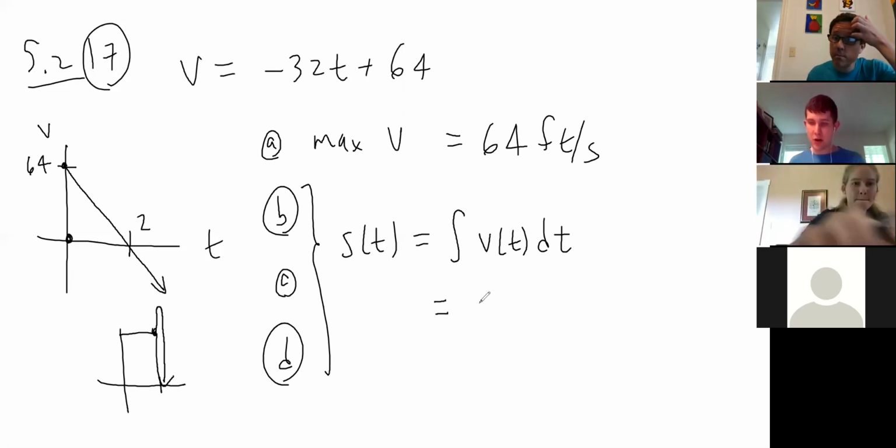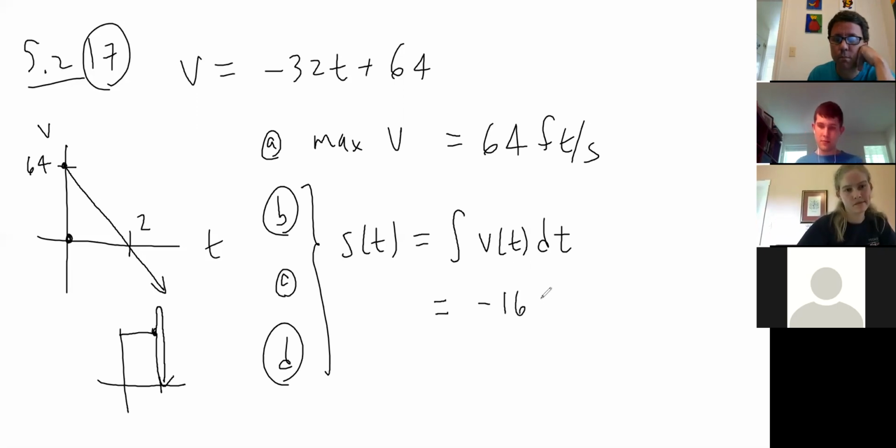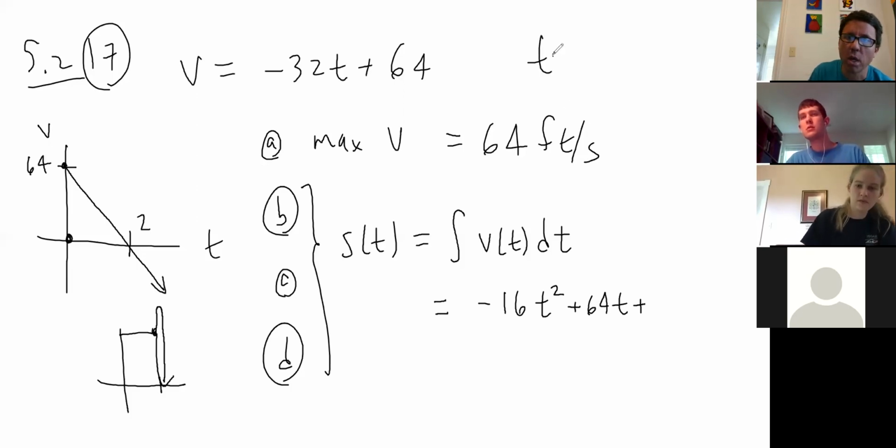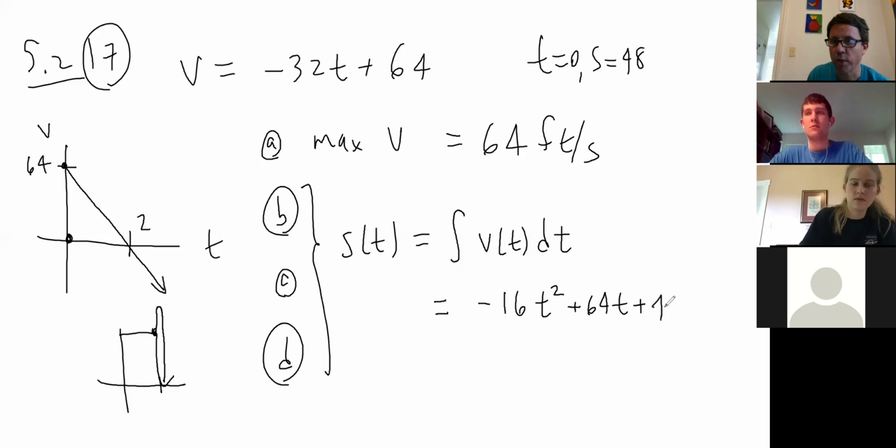I got negative 16T squared plus 64T plus C. Plus some constant, right? Which you'd always get when you do an antiderivative, which will be 48. Right. Initially it would be some number you wouldn't know, but because you're told that when T is 0, S is equal to 48, you can solve for that by plugging in T equals 0 and S equals 48. And so you would get -16T squared plus 64T plus 48. Does that make sense, Virginia?